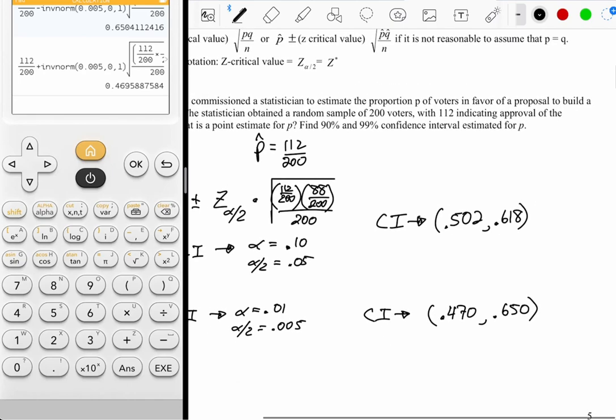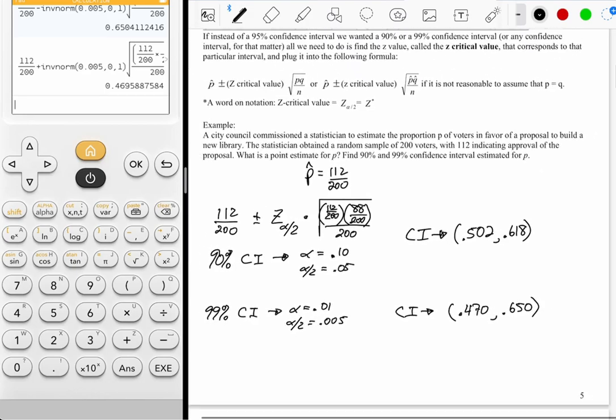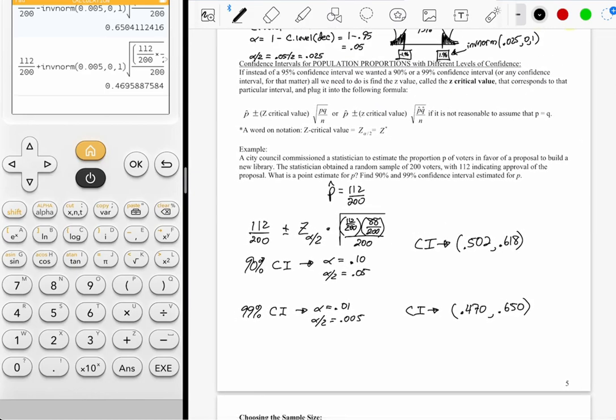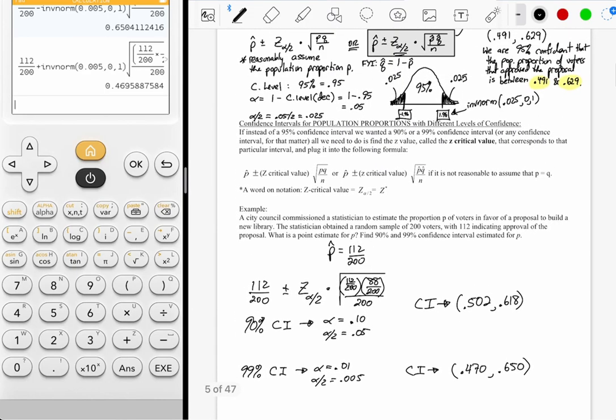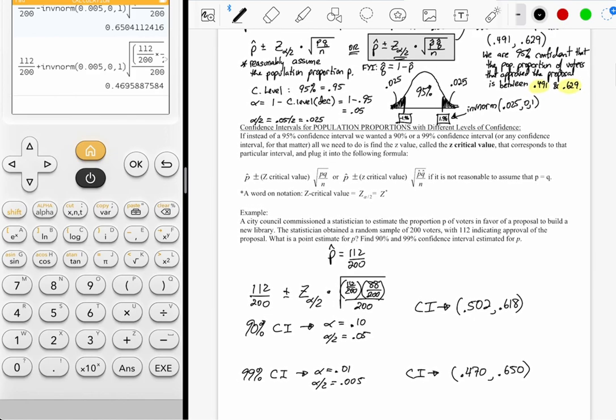All right. So as we increase the confidence level, in comparison to the previous confidence interval where we had 0.491 to 0.629, it expands the interval. So the lower bound is lower, the higher bound is higher. As we decrease the confidence level, it narrows the interval itself.